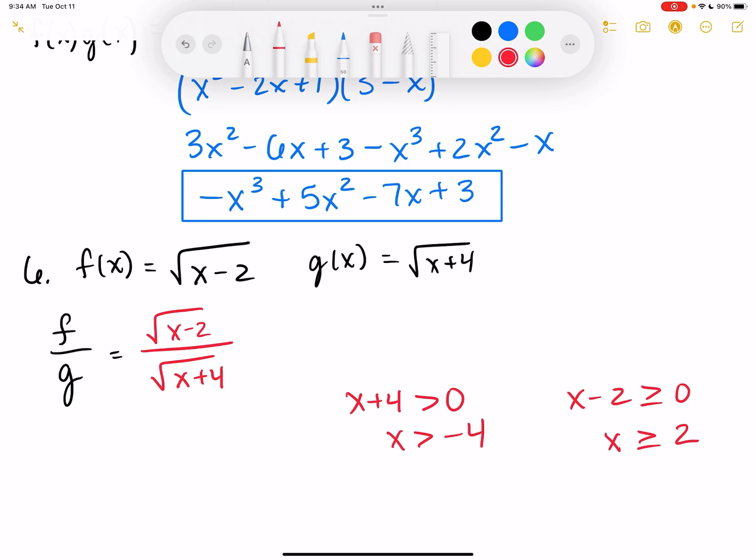So can x be negative 2? If x is negative 2, that's going to give me a negative on top, under the radical, and that's a problem. So what would my domain be then? What do I care about when I'm looking for my domain? x. And I can include 2 because the top can be 0, so the domain is 2 to infinity.